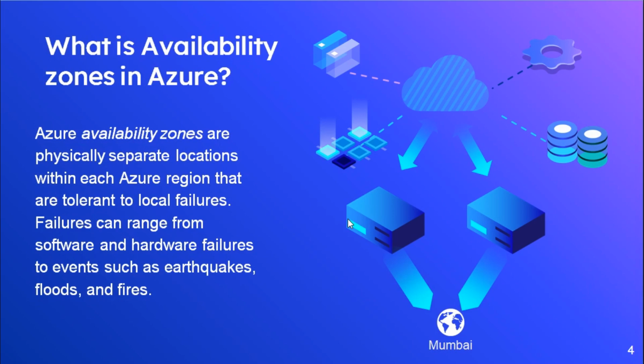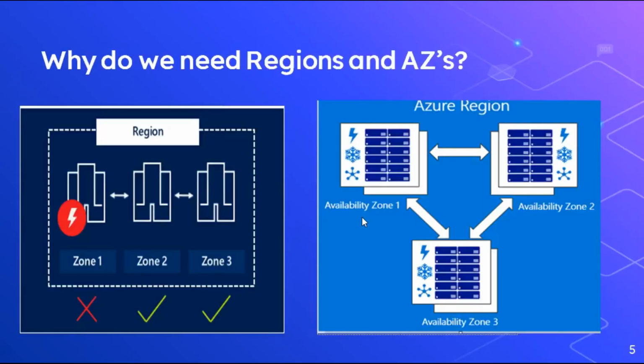There can be multiple availability zones in a region, which can have one or more discrete data centers, and each availability zone has independent and redundant power. Availability zones in a region are connected through low-latency links, which increase availability and fault tolerance within the same region. So, now why do we need regions and availability zones?